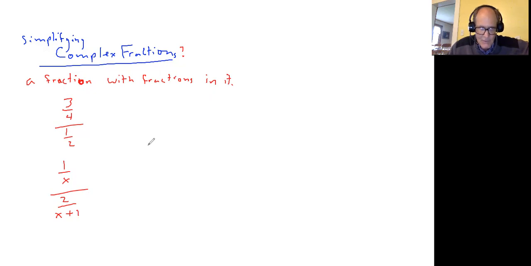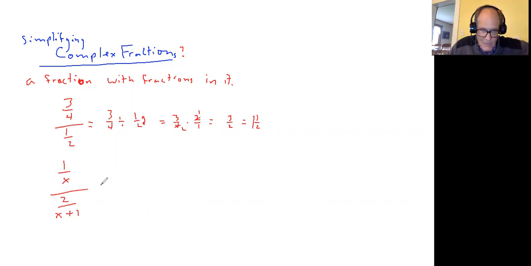Now, there's a couple ways we can do these. One way, of course, would just be to use the elementary rules for fractions. And if I take 3/4 and divide it by 1/2, basically I'm asking how many halves are in 3/4. And remember, when you do that, dividing by a fraction is the same thing as multiplying by the inverse of the fraction. So I'd end up with 3/2 or 1 1/2. So there's 1 1/2 halves in 3/4.